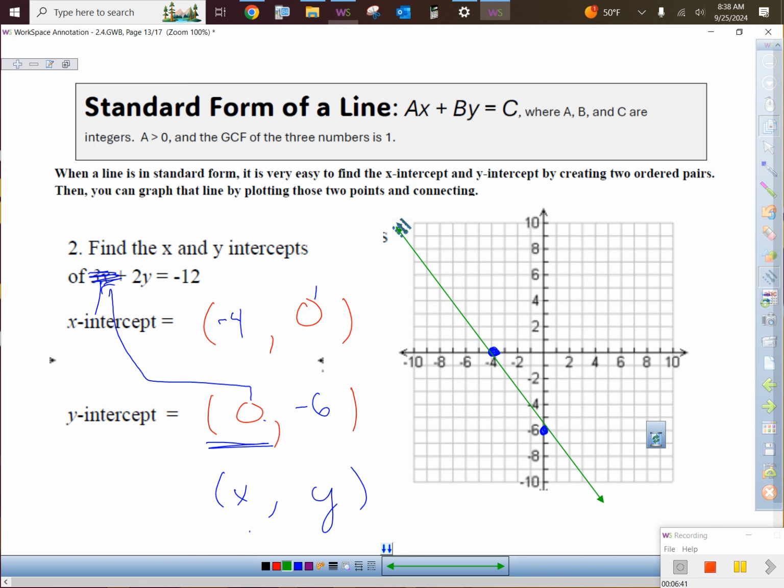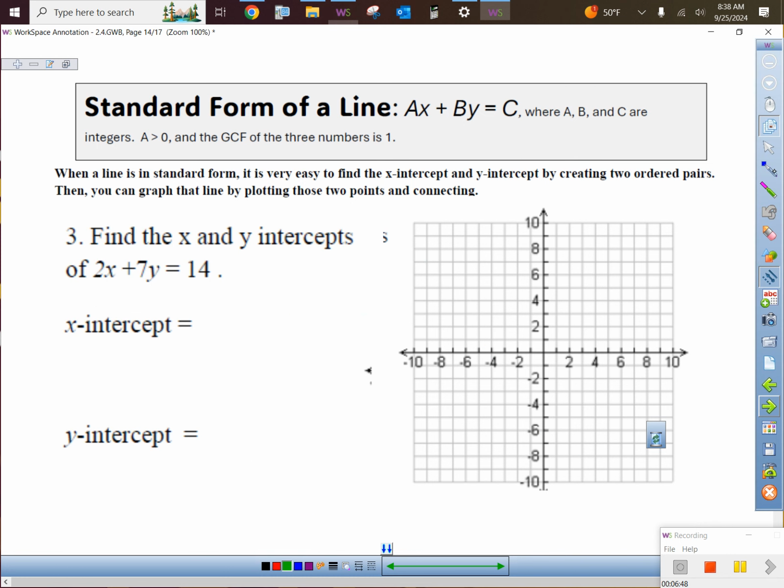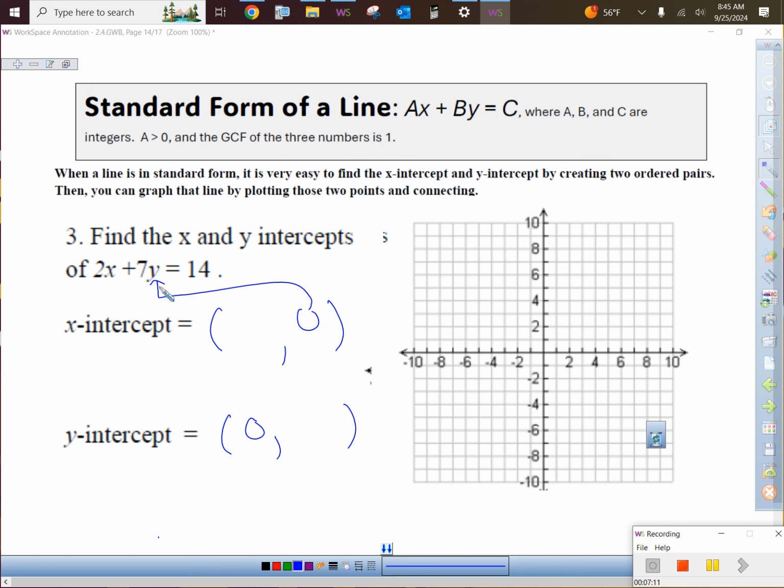But cool. So let's do one more together here. I'm going to set this up. When it's in standard form, we're going to set them up as two generic ordered pairs. Put your zeros in the right place. For x-intercept, y is 0. For y-intercept, x is 0. Then work together and substitute 0 in here and see what happens. So if I put 0 in for y here, I got 7 back. Is that cool with you? And then if I put 0 in for x, I get what back?